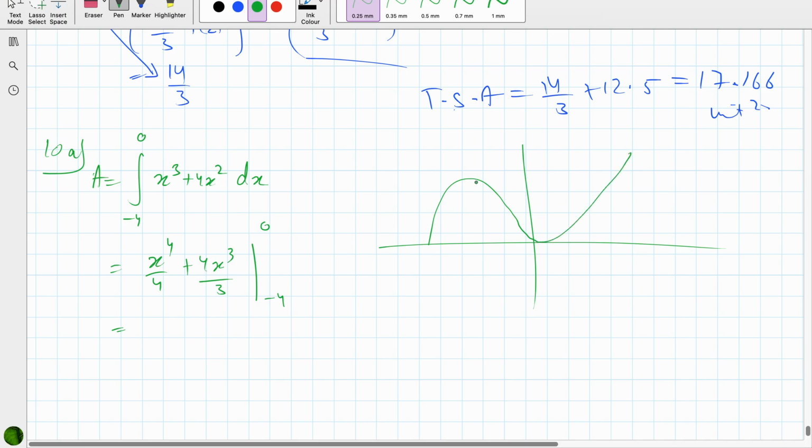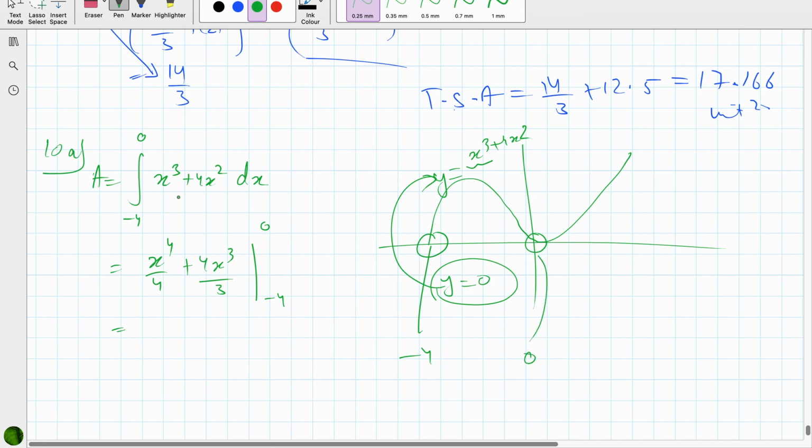This is the case. This curve intersects the x-axis, so that means y is equal to x cube plus 4x square and y is equal to 0. So we solve these two simultaneously and get x as minus 4 and 0.